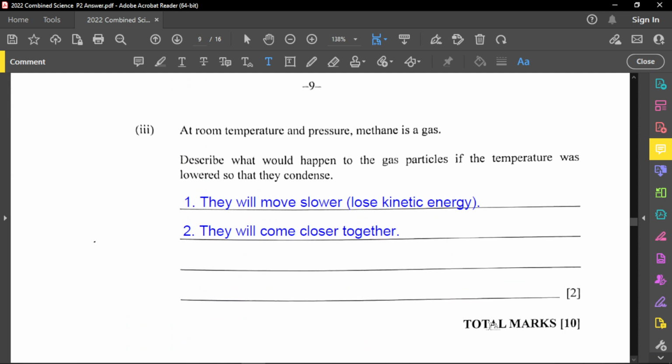Part 3: at room temperature and pressure, methane is a gas. Describe what would happen to the gas particles if the temperature was lowered, so they condense. If the temperature is lowered, they will move slower. The reason they move slower is because they lose kinetic energy, and kinetic energy is energy that deals with motion. Because of this loss in kinetic energy, the particles will move slower and come closer together.